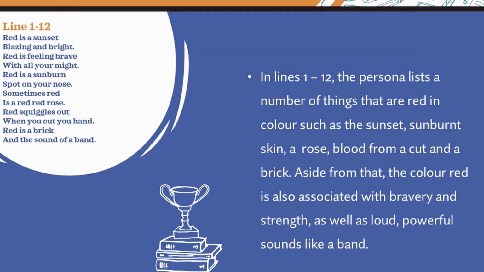Okay, now in lines 1 to 12, the persona lists a number of things that are red in color, such as the sunset, sunburnt skin, a rose, blood from a cut, and a brick. Aside from that, the color red is also associated with bravery and strength, as well as loud, powerful sounds like a band. Okay, now teacher akan explain satu-satu.